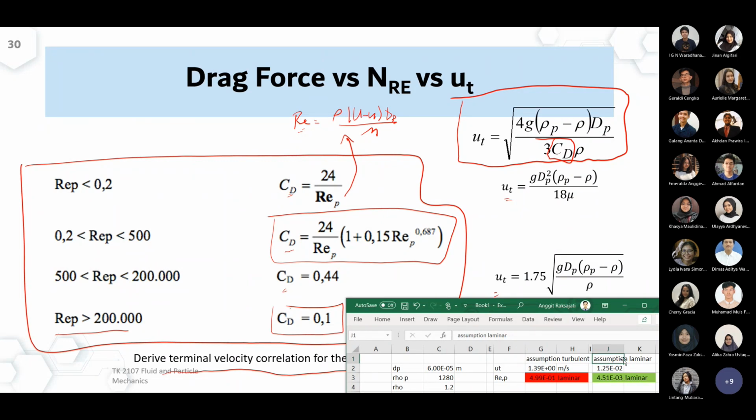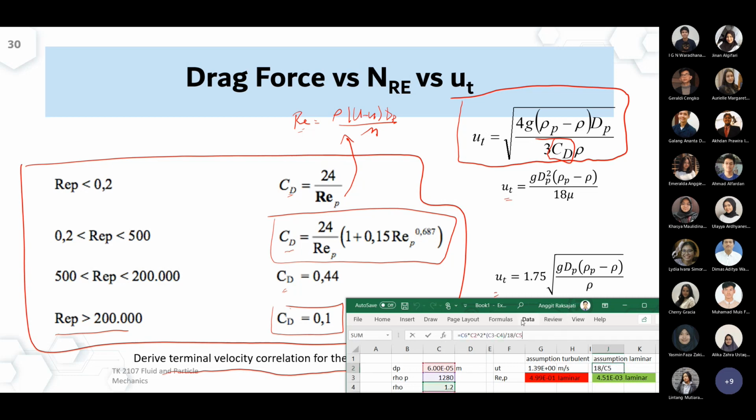But if I start with the initial assumption that it is laminar, then I don't use this correlation, but I use the first segment. UT is g d squared delta rho per 18 mu, but that will only be applied if I can confirm that my Reynolds number is below 0.2.